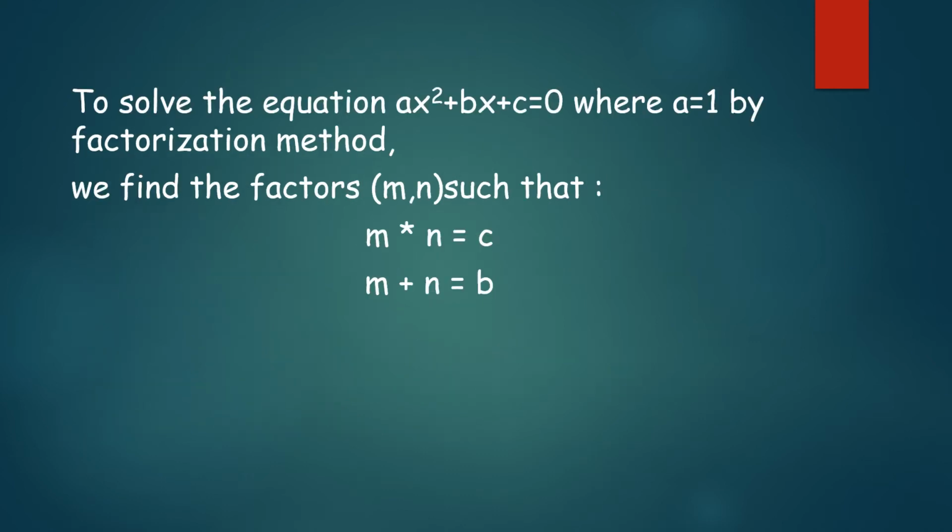To solve the equation ax square plus bx plus c equal to 0, where a is equal to 1, using factorization method, first we have to find the two factors, let it be m and n, such that if we multiply m and n, we should obtain c, the free term or constant in the equation. And if we add m and n, we should obtain the linear coefficient b.